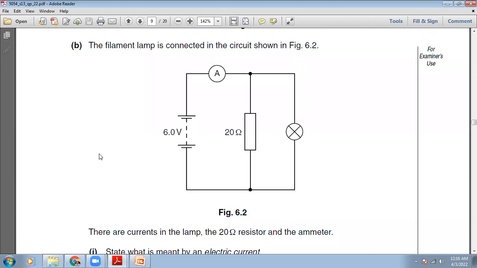The filament lamp is connected in the circuit shown in figure 6.2. So we have a battery of 6 volt. This resistance of 20 ohm and this lamp are parallel to each other, and they are connected parallel to the battery. The main point you should remember all the time is that because both of them are connected in parallel to the battery, the voltage drop on both will be the same. Voltage drop here will be 6 volt, and here also 6 volt.